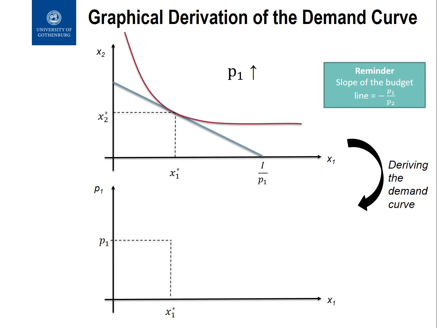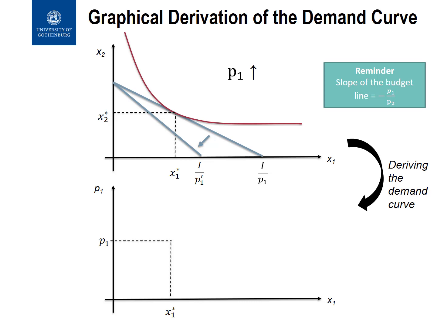Now, what if the price of good 1 increases? Then it makes I over P1 decrease. And we can draw the new budget line, which has a more negative slope than before. Thus, Jenny can afford less than what she could in the previous situation, since her income didn't change, only the price of good 1 increased.